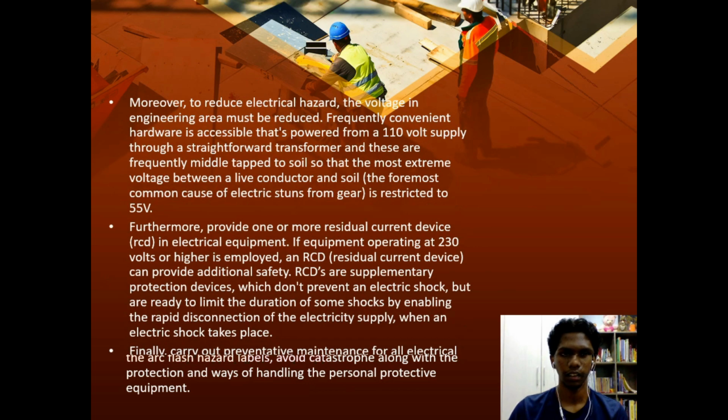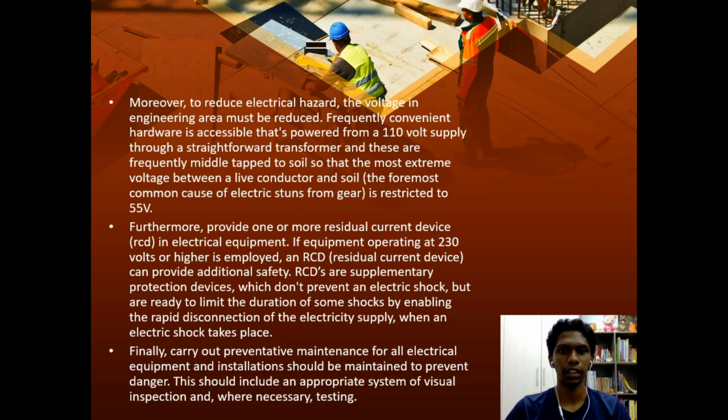Moreover, to reduce the electrical hazard, the voltage in the engineering area must be reduced. Frequently, convenient hardware is accessible that is powered from a 110 supply through a straightforward transformer, and these are frequently center tapped to soil, so that the maximum voltage between a live conductor and soil, which is the foremost common cause of electric shocks from equipment, is restricted to 55 volts.